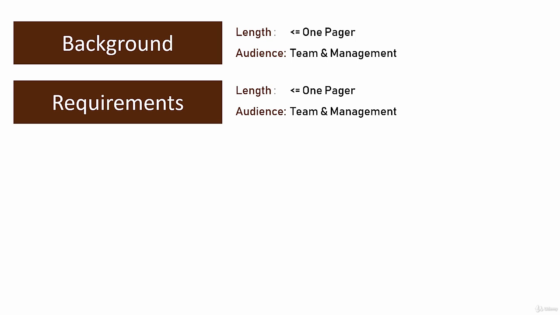The next section in the architecture document is the requirements section. This is also a short section, usually no more than 1 page, usually less, and its target audience is all the team and management members. In this section, we are going to describe the various requirements from the system.